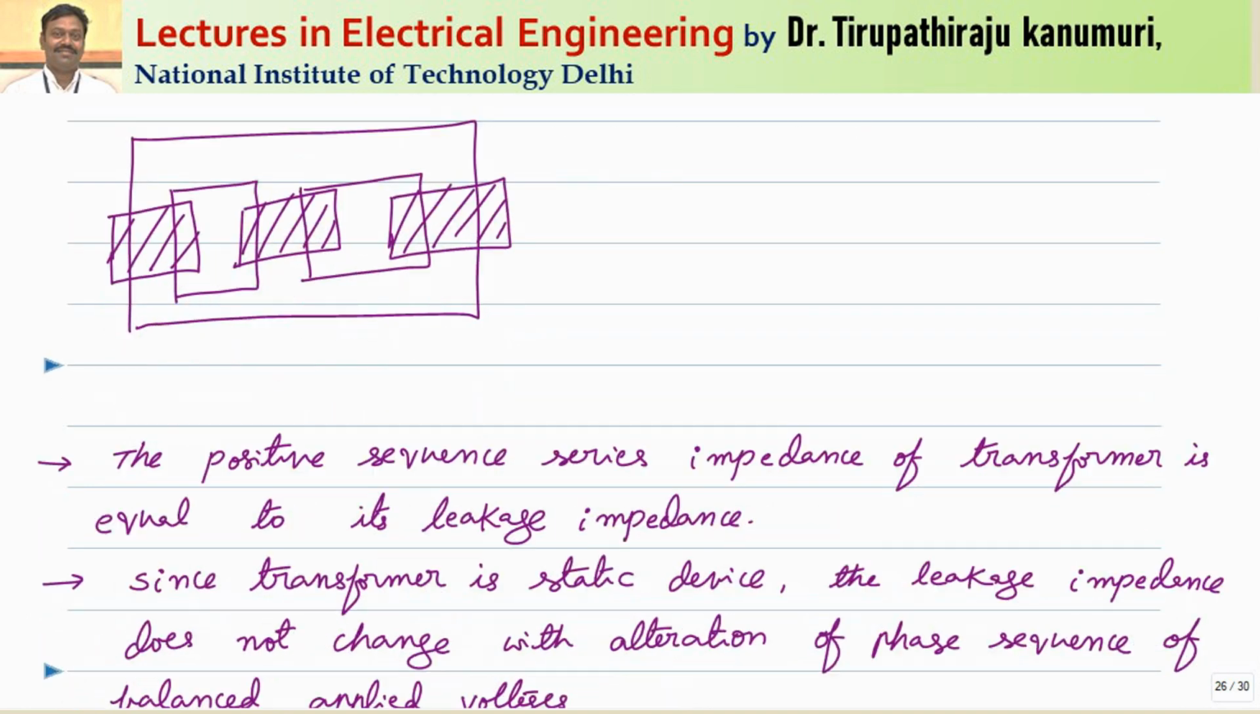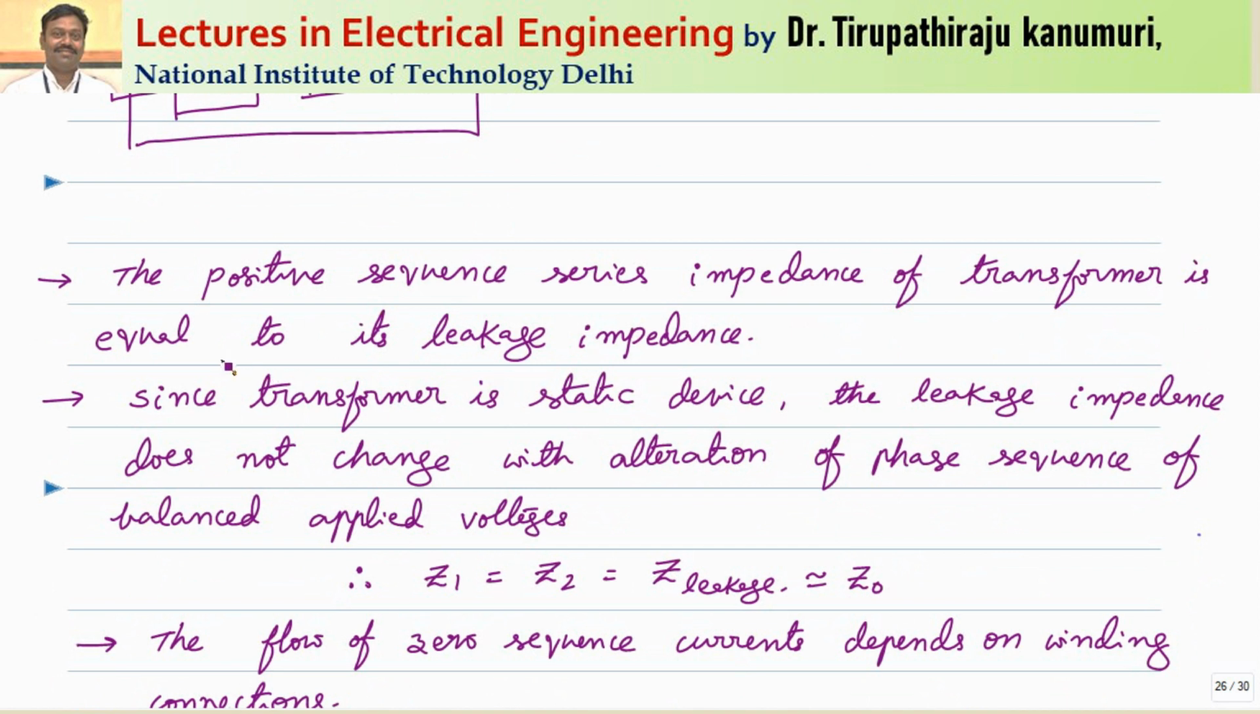So that's why the positive sequence series impedance of a transformer is equal to its leakage impedance only, and the same leakage impedance will be offered for the negative sequence also, because the order in which the sequence is given is not going to affect it, unlike the case of rotating machines. Here it is not a rotating machine, it is a static device.